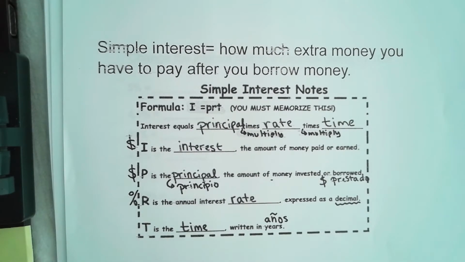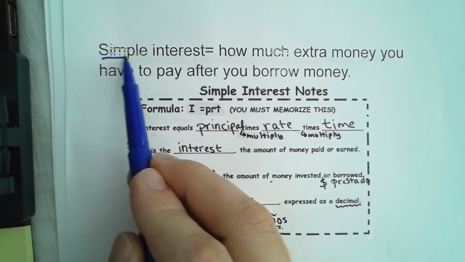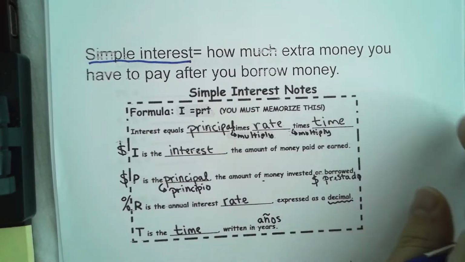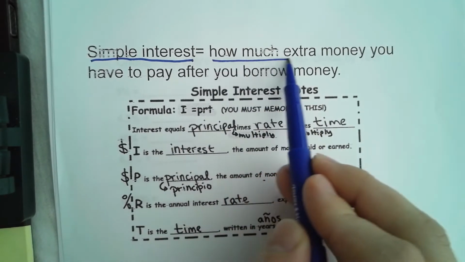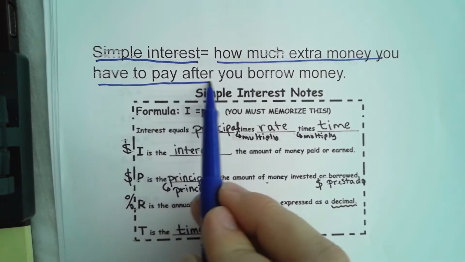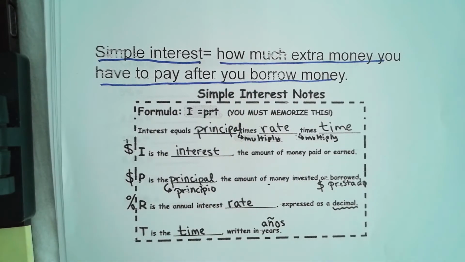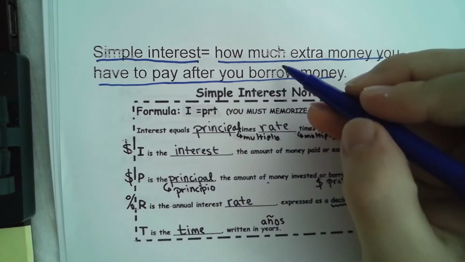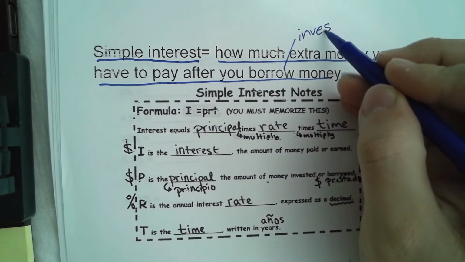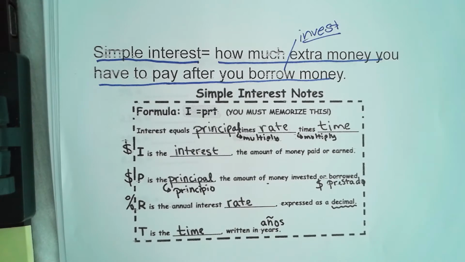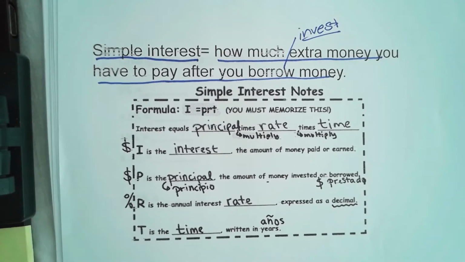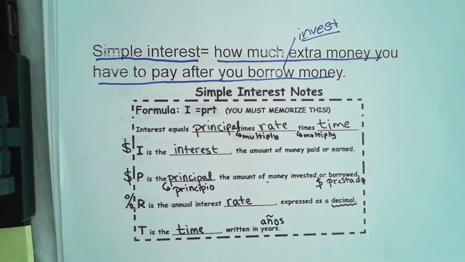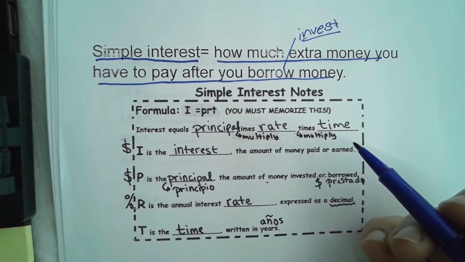Okay, in this video we are going to talk about simple interest. All simple interest means is how much extra money you have to pay someone after you borrow money. You can also invest money, meaning you give someone money for maybe a project or a company, and you hope they take your money and make even more money with it. So simple interest is pretty easy.